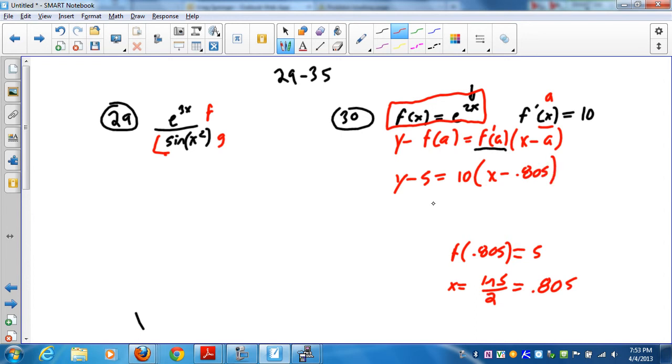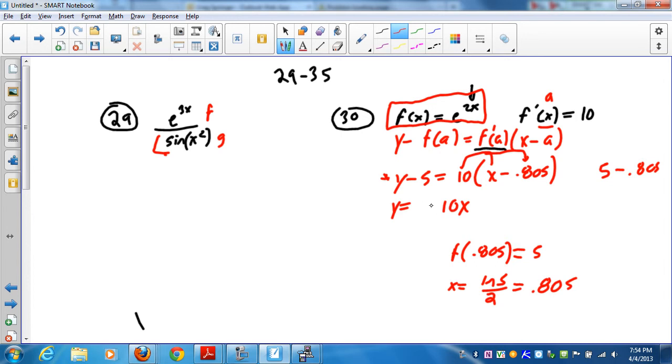Okay. So the answers are all solved for y. So we'll just move everything over, distribute that, and you get 10x. Distribute 10 times that, and you get 8.05. And you're going to add 5 to it. So if you add 5 to it, what do you get? You get 5, or excuse me, this is a negative 0.805, right? So we have to add 5, we have to subtract 0.805.